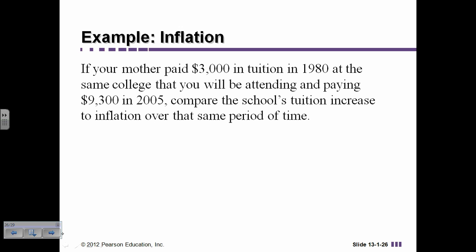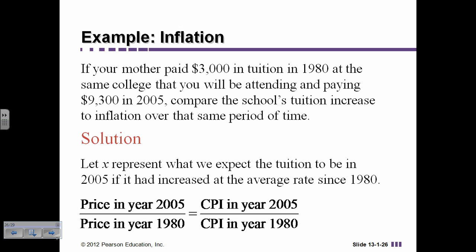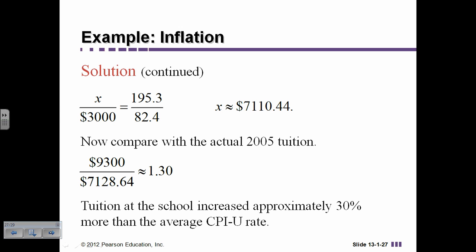In other words, did it sort of stick with the inflation rates that we're used to, or did it take advantage of numbers? So X represents the expected tuition that we would expect to pay in 2005 if it had increased at that rate that we're thinking, okay? So we're going to pretend that we don't know how much the 2005 tuition is, and we're going to calculate the 2005 tuition. Okay, so I know that the 1980 tuition was $3,000.